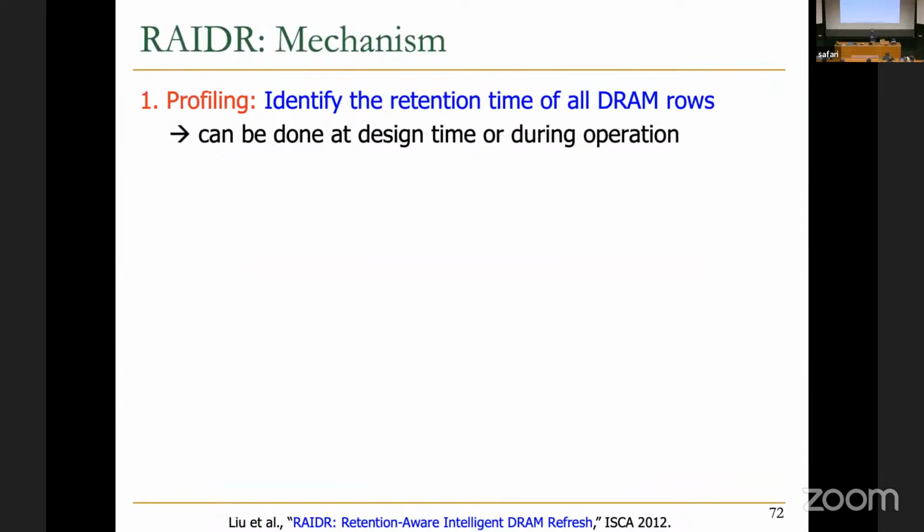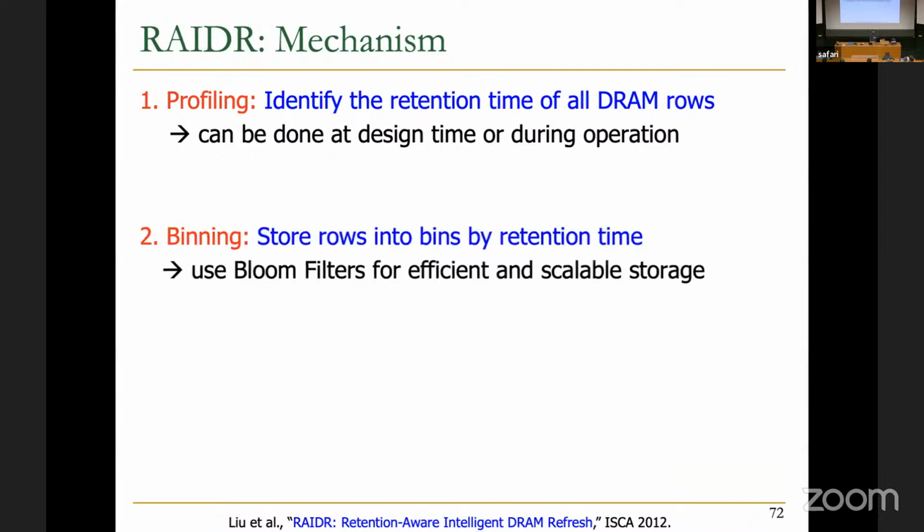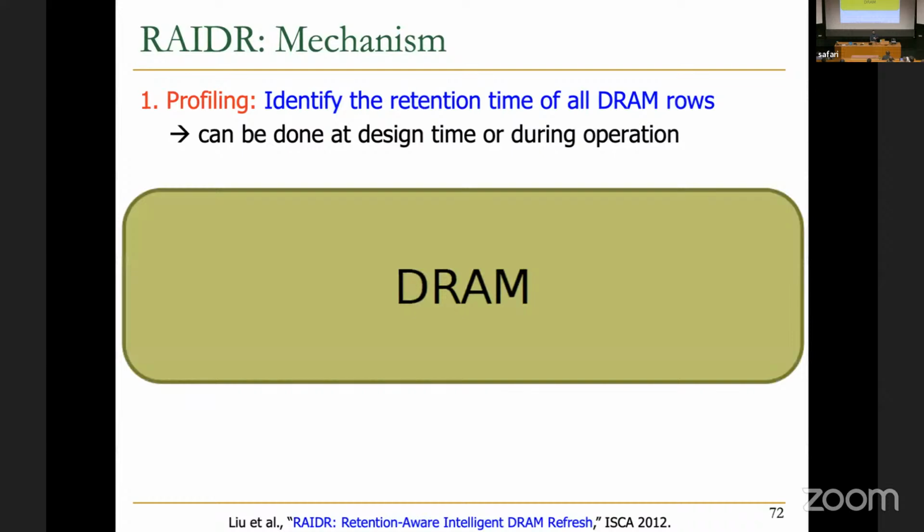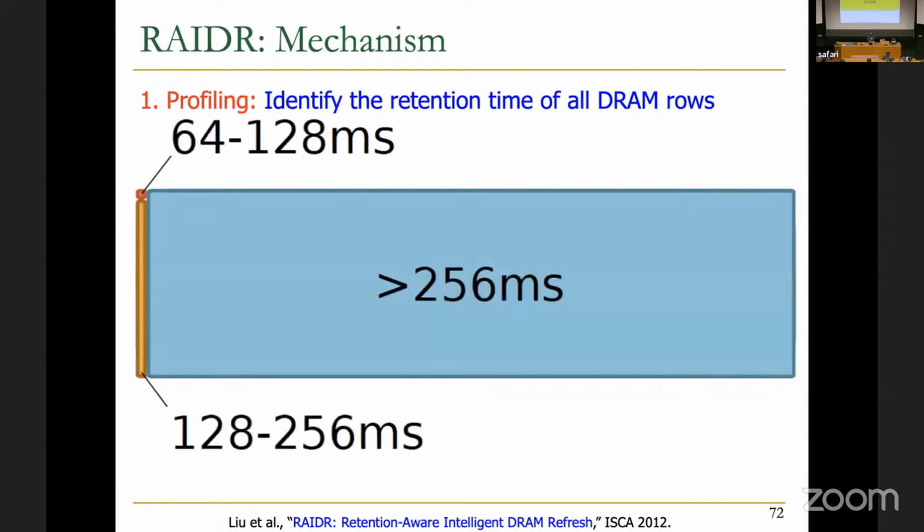So you need to identify the retention time of all DRAM rows, and it can be done in the design time or during the operation. And the second part is binning. So you need to maintain this information somehow in an efficient way. And you need to store rows into different bins so that you can refresh each bin at different refresh rates. And we use Bloom filters for efficient and scalable storage. I'll explain it in more detail.